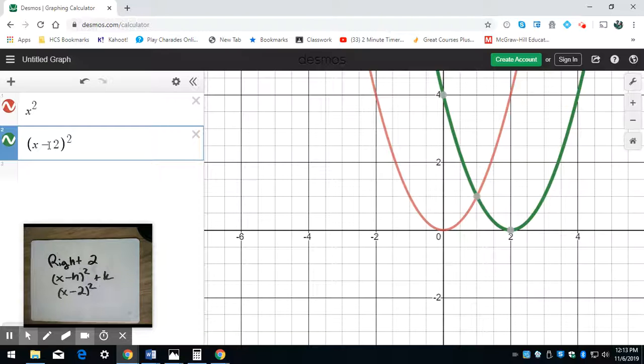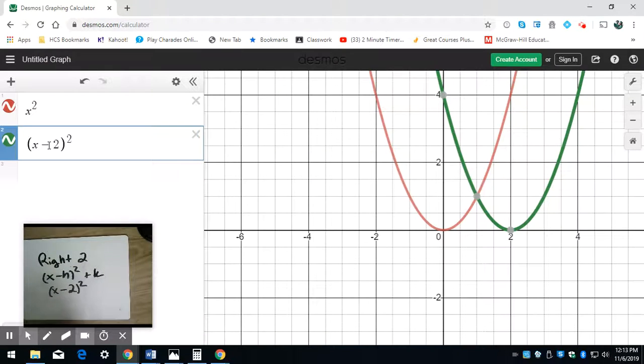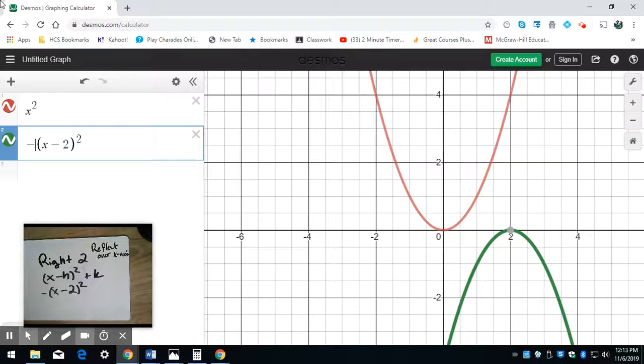What if I want to shift to the right 2, and I also want to reflect over the x-axis? Well, I put a negative in front of the parentheses, like that. Negative x minus 2 squared.